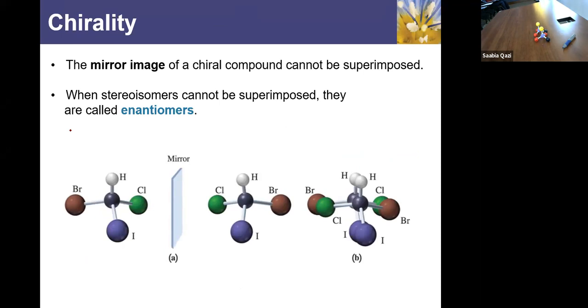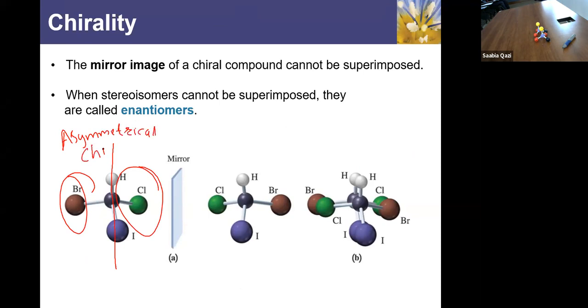If I divide this in the middle, is there any way that left-hand side is equal to right-hand side? No. I have bromine on this side and I have chlorine on this side. So they lack symmetry. So we call them asymmetrical, or we call them chiral compounds with the chiral center in that.